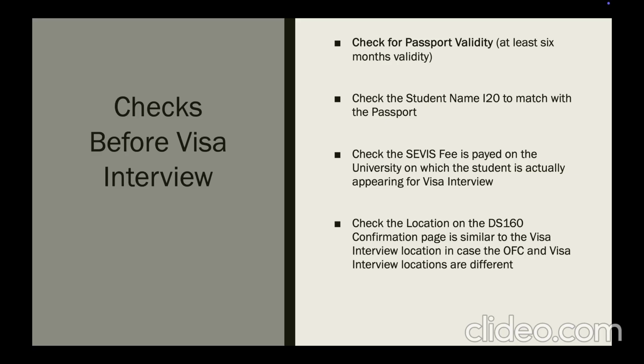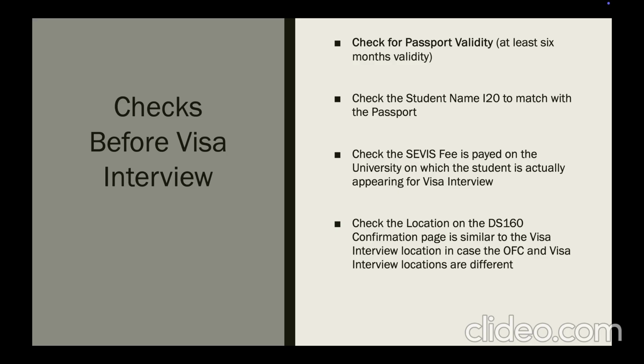There are a few mandatory checks that students should do before going for the visa interview. The first check is your passport validity, which should be at least 6 months. The second check is the name of the student on the I-20 should perfectly match the name on the passport. The third most important point is the service fee should be paid for the university for which the student is actually appearing for the visa interview.